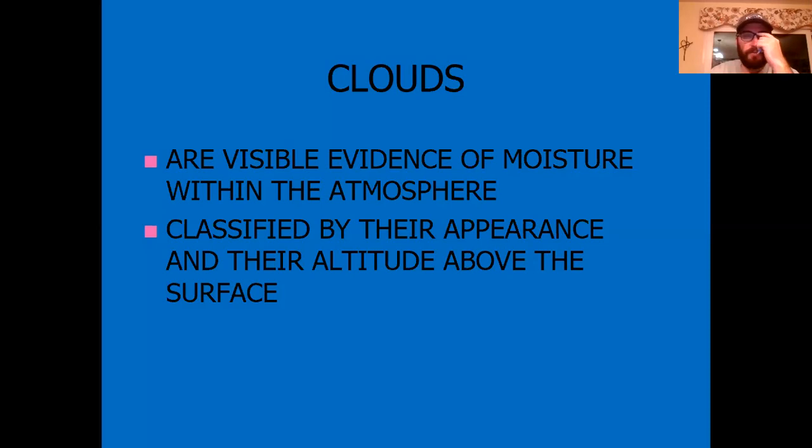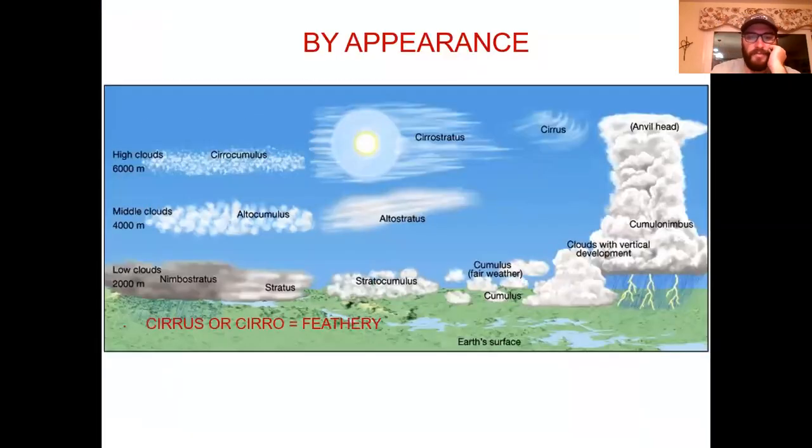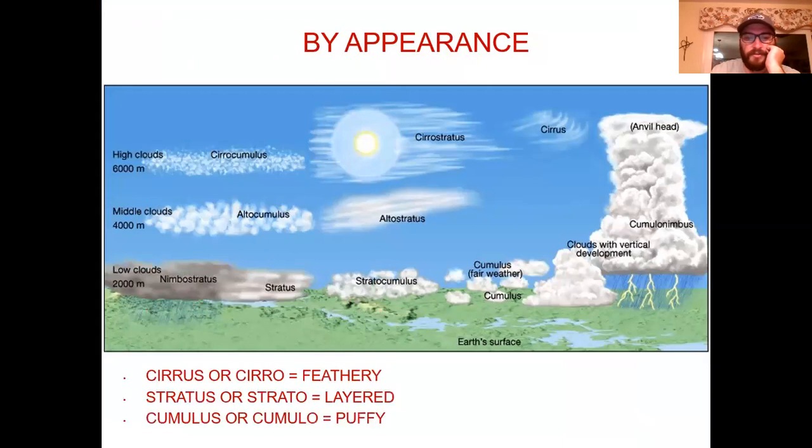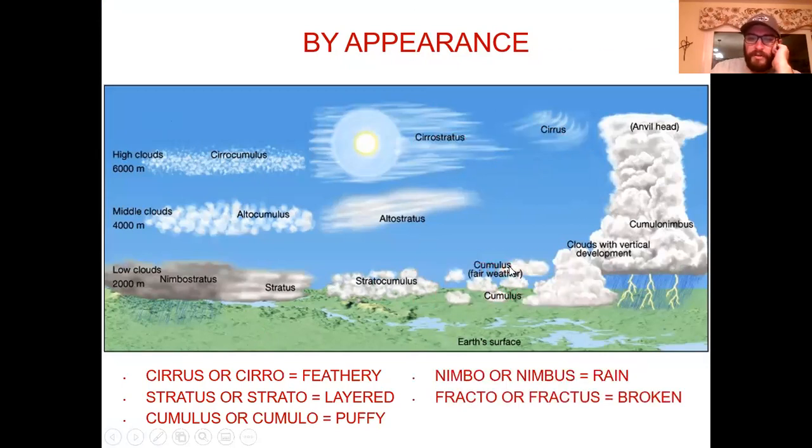Clouds are visible evidence of moisture within the atmosphere. They're classified by their appearance and their altitude above the surface. Here's a picture of all the different types of clouds. You have your cirrus or cirro, it's feathery, right there. Stratus or strato is layered. There's stratocumulus, stratus, and then cumulus is right there. Nimbo or nimbus just means rain. Fracto or fractus means broken.